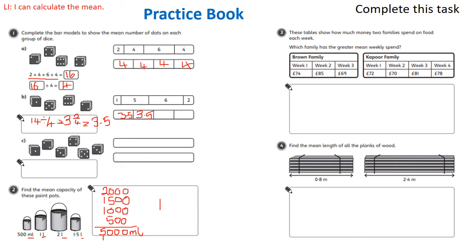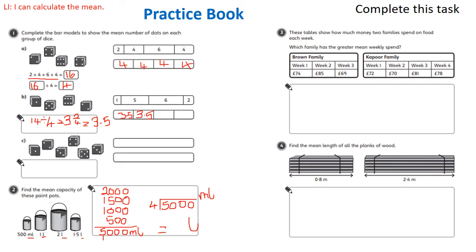What's my divisor going to be? Well, my divisor is going to be 4, because there are 4 pots of paint. So now I can do my short division. Don't forget that your answer will be in millilitres. What are you going to do to convert your answer back into litres? I'll let you finish that one off.